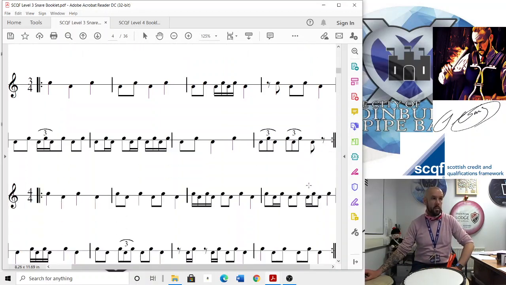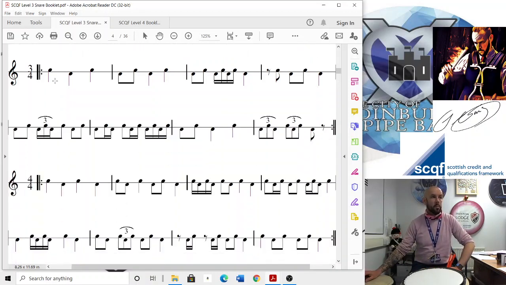Alright, rewind it if you need it. Right, I'm going to put this next one at the top of the page. So we're dealing in 3/4 now, so it's 3 beats per bar. We're going to count up to 3 now.